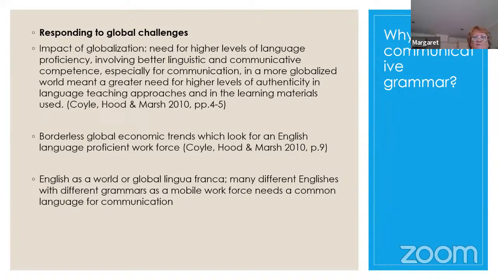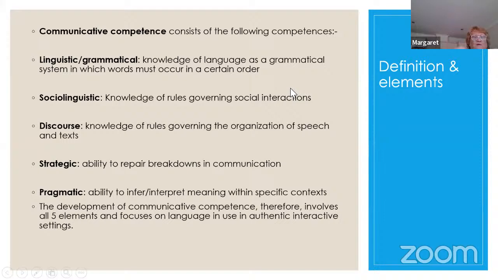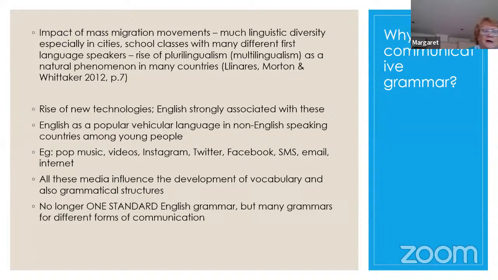Another important feature that we have to take into account is the impact of mass migration. Mass migration has brought a huge diversity, particularly in cities, because that's where migrants tend to congregate. They tend to prefer to live in cities because they've got access to more services than they would have if they moved to country areas. And that's the case in most countries across the Western world in particular. And I'm sure it's the same in Asia as well.